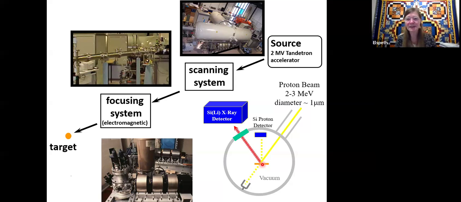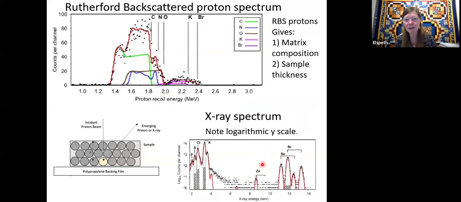detects the X-rays. So what does the X-ray spectrum look like? Well, it's down the bottom here. It's a logarithmic scale. We detect everything above magnesium.